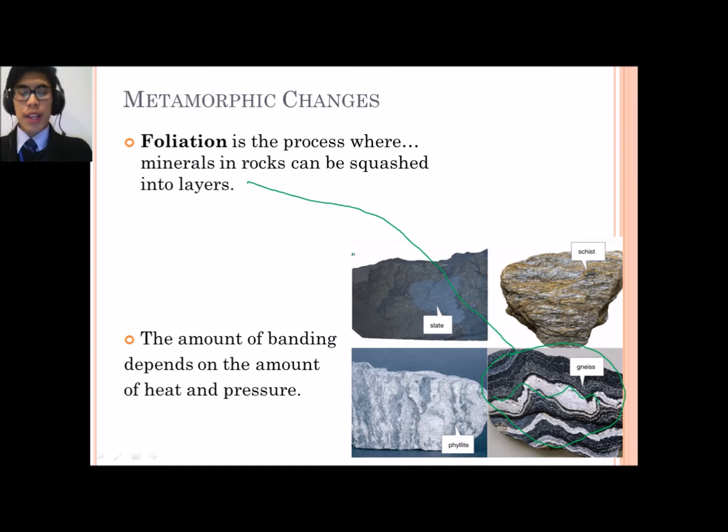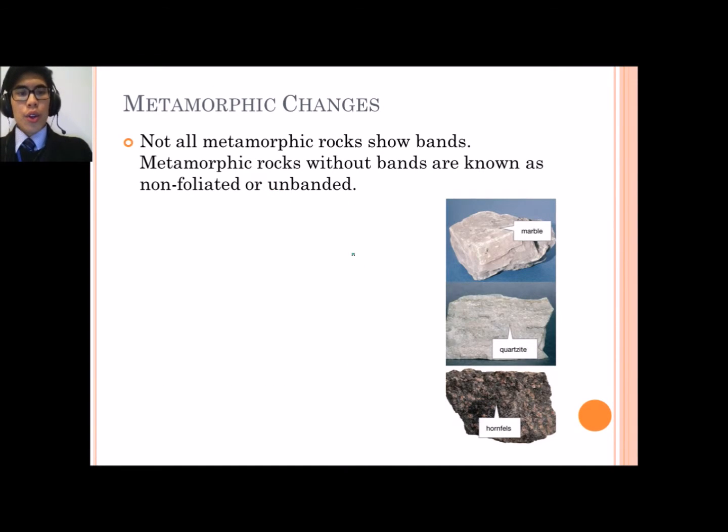You may need to pause this so you can write your notes down. But let's keep going. Not all metamorphic rocks show bands. Metamorphic rocks without bands are known as non-foliated or unbanded. Some examples are quartzite and hornfels. These are rocks which are metamorphic but don't have that banding.